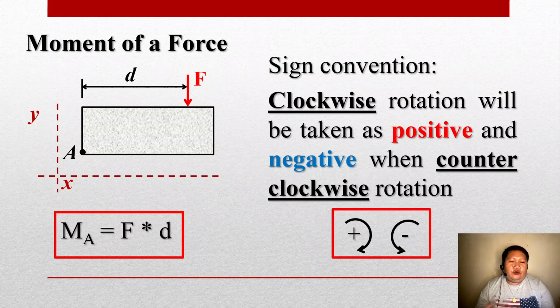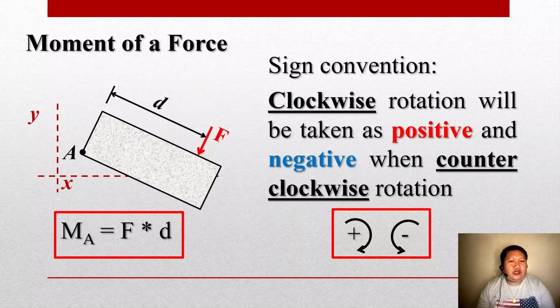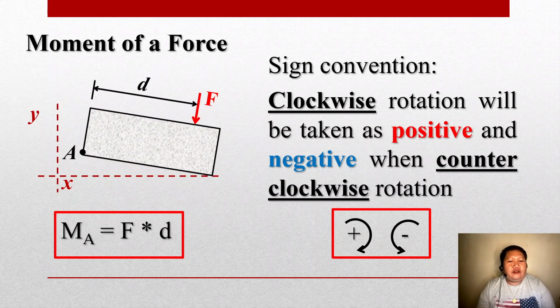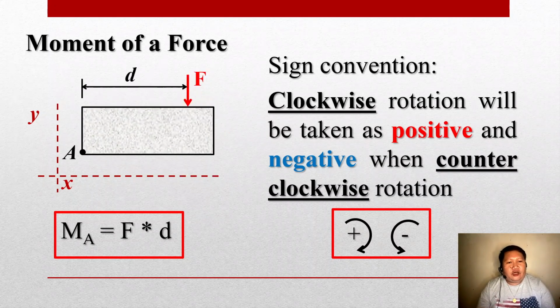And so whenever we have a moment, we have to consider the sign convention. For clockwise rotation, it will be taken as positive, and for counterclockwise rotation, it's going to be negative, as you can see in the illustration. So in this instance, if we rotate force F with d together with point A, then the rotation is clockwise. We're going to have an example after this one.